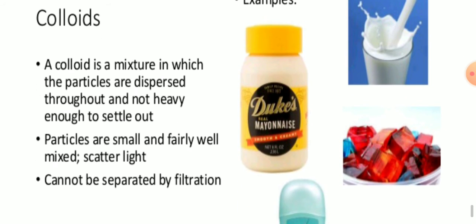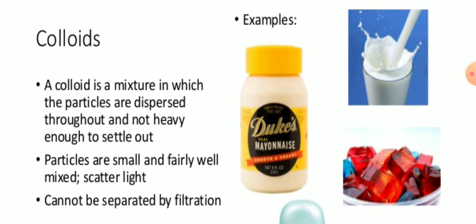Now colloid. Colloid is also a mixture, but the difference between colloid, suspension and solution is mainly the difference in the size of the particles. In case of solution, particles are smallest. In case of suspension, the particles are largest, but in case of colloid, the particle size ranges between solution and suspension.